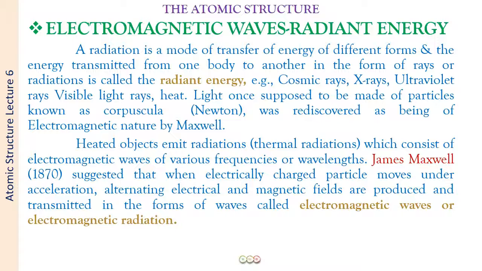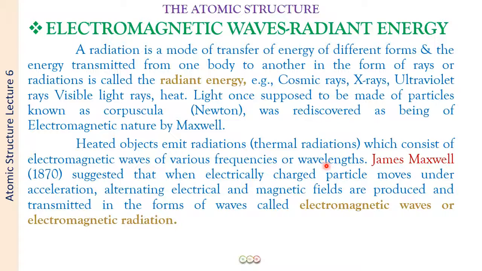And what are the sources of these electromagnetic radiations? First source are the heated objects. Objects at very high temperature emit radiations called thermal radiations, which consist of electromagnetic waves of various frequencies or wavelengths.